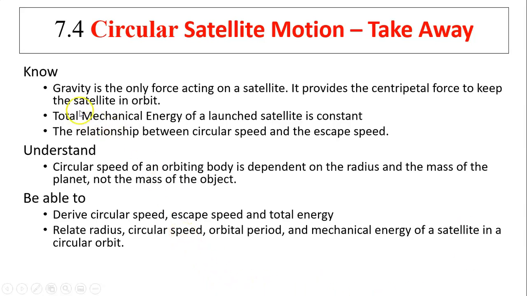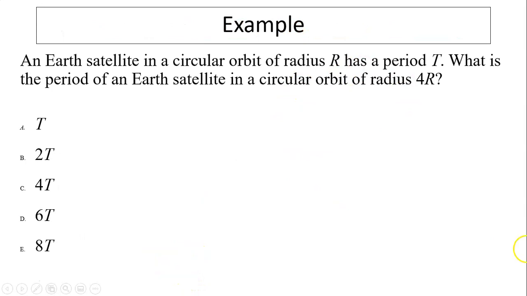How do you derive it? F net equals ma. F net is gravity, and a is centripetal acceleration. You have to set those equal to each other. That's how you find the circular speed. And from there, you can also find escape speed and total energy. You have to be able to relate radius, circular speed, orbital speed, and the mechanical energy of the satellite in a circular orbit. So the essential equation is v equals 2 pi r over T, because v is constant.